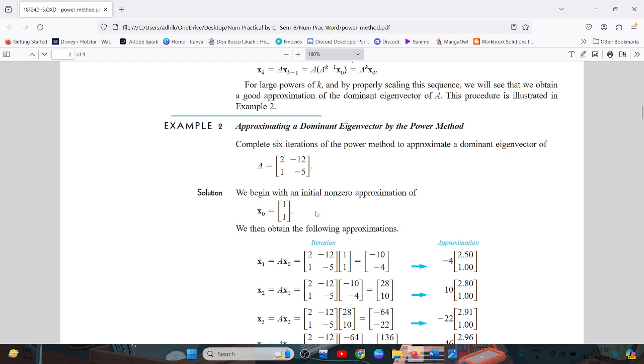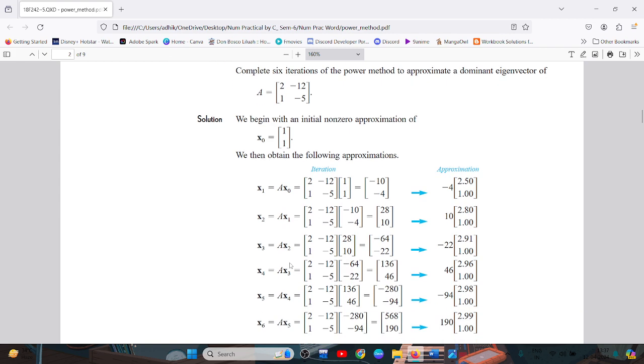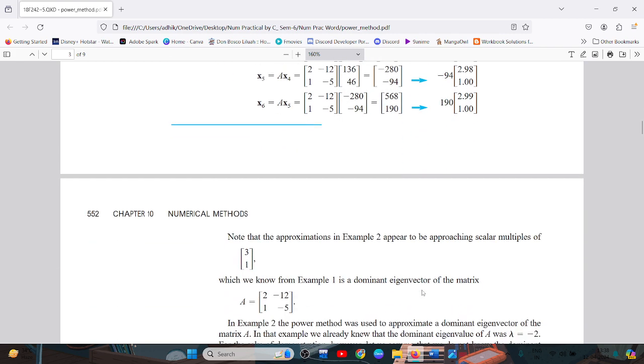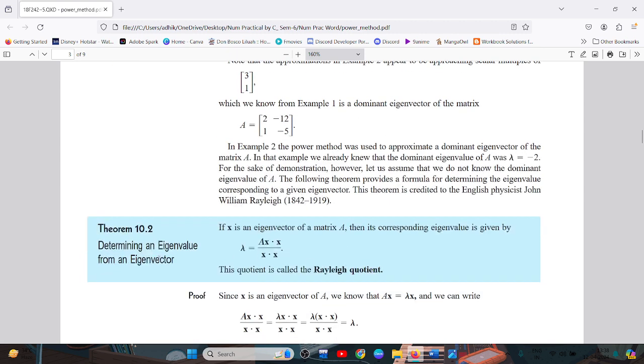This is a 2 by 2 matrix, and the initially chosen non-zero column vector is x0 equal to 1, 1. Then x1 equal to A x0, x2 equal to A x1, x3 equal to A x2, and so on, and ultimately we get this.